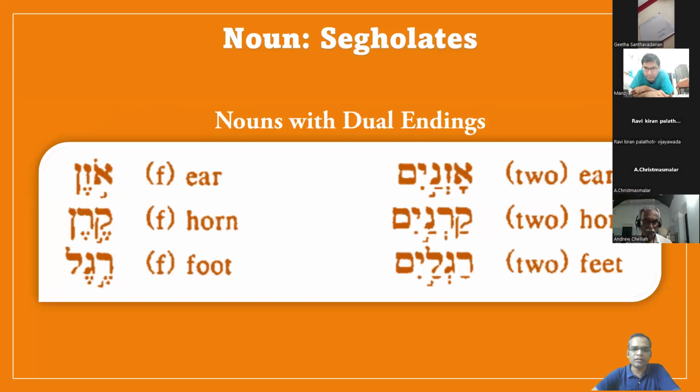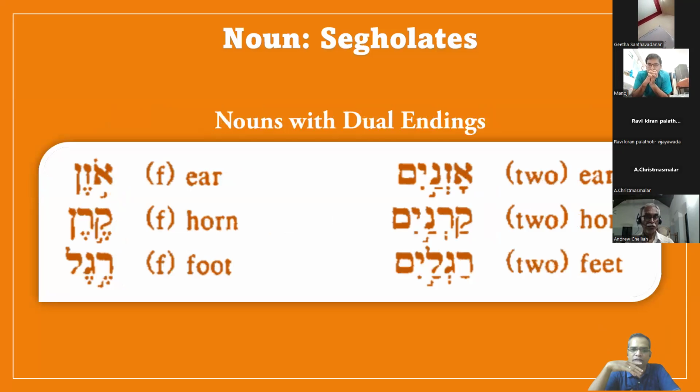you see the same thing. And the dual ending is also the same thing, but the only change is that the initial syllable, which was already carrying a full vowel, is converted into simple vocal shiva, and then the next consonant will carry kamets, and then the remaining things will be the same.